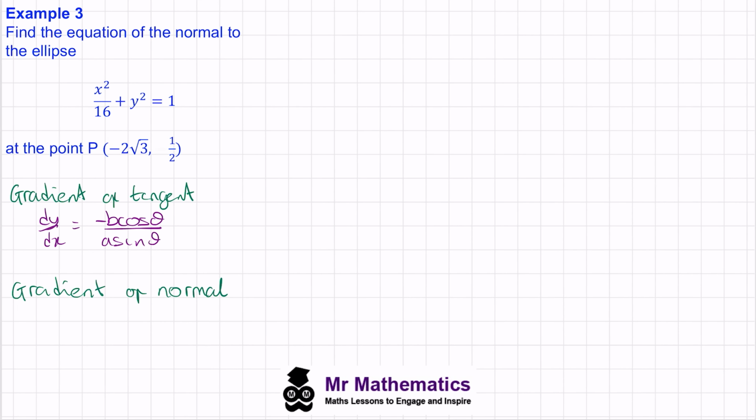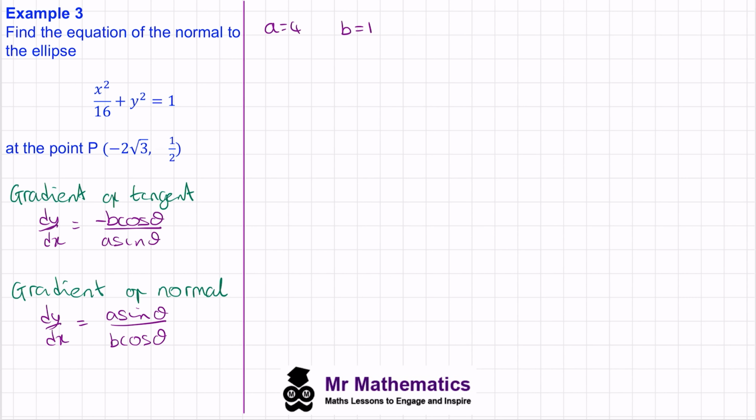So the gradient of a normal will be the negative reciprocal of the tangent. So we'll cancel out this negative here and we'll work out the reciprocal of this fraction. So we'll move the a sine theta to the top and the b cos theta to the denominator. And this will be the general gradient of a normal. And we can see from this equation that a squared is 16, so a will be 4, and b squared is 1, so b will be 1.